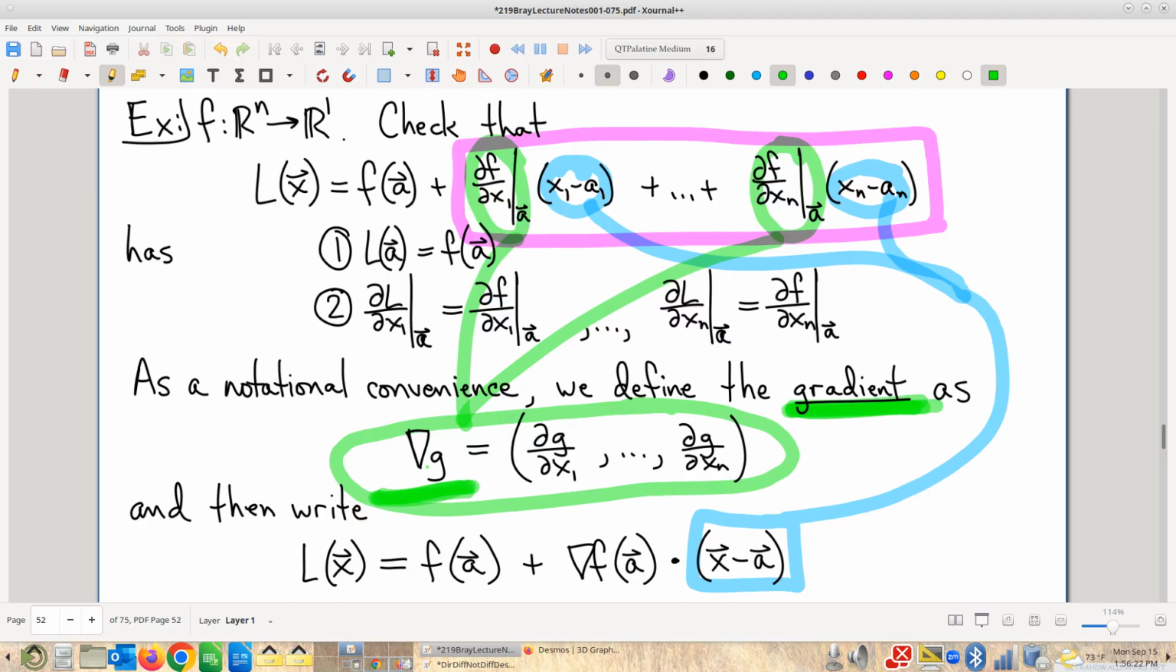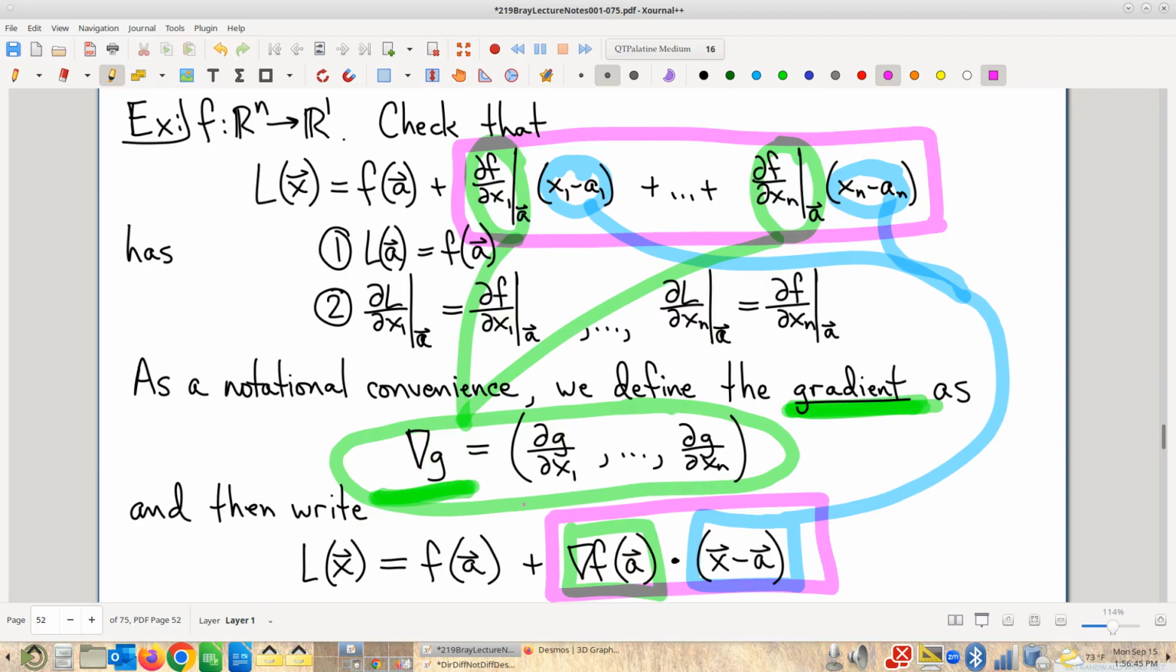Sure enough, this vector is a way to rewrite the factors on the left there, and in so doing, notice that all of that stuff in purple is conveniently and compactly rewritten as a dot product. Is that cool? Everybody with me?